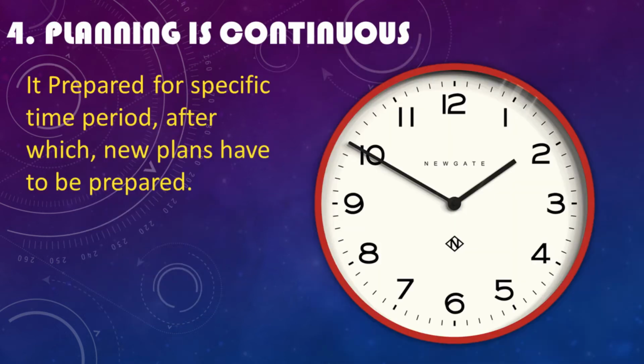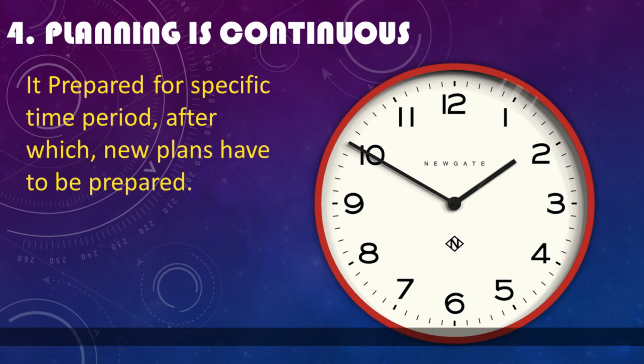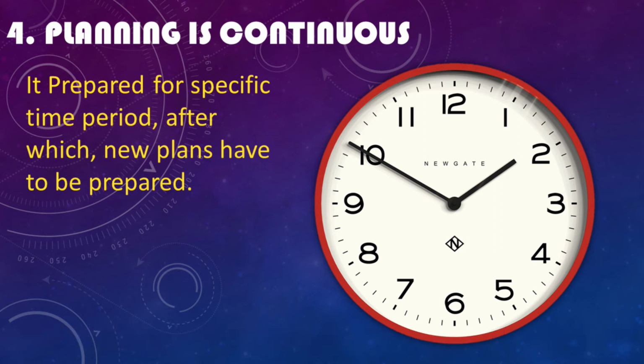Moving on to the next point, planning is continuous. Every plan is prepared for a specified period of time. No plan works forever. It may run for a month, a quarter, or a year. At the end of that period, there is a need for a new plan to be drawn up. Hence, planning is a continuous process.